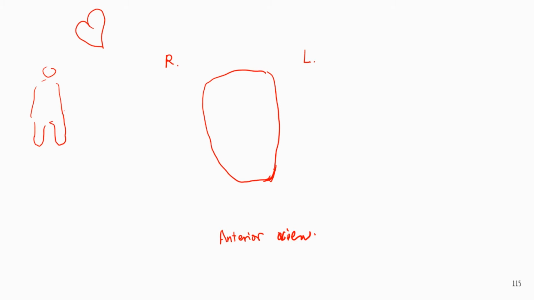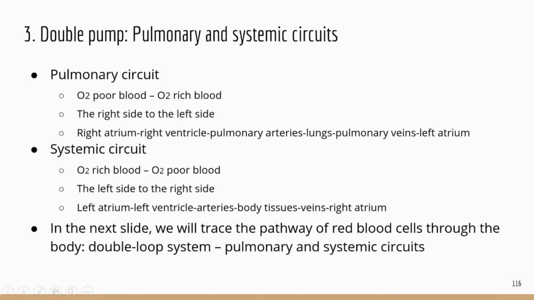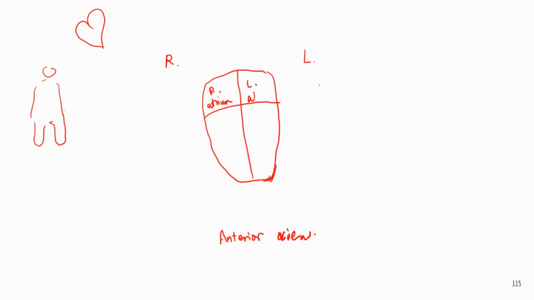All right, now the heart has 4 chambers. There we go, 4 chambers. The top 2 chambers, the 2 superior chambers, are called atria. Singular is atrium. So this is going to be the right atrium. This is going to be the left atrium. The top 2 chambers, the 2 atria, are receiving chambers, meaning they receive blood from different blood vessels.